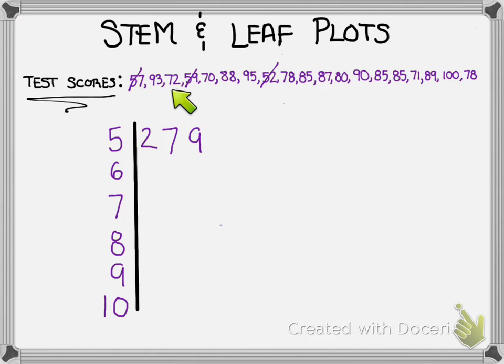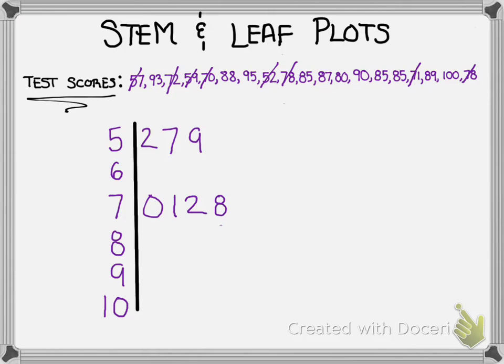On to the 70s then. I look across my data, I have a 72, a 70, a 78, and a 71, and one more 78 here at the end. Remember, I want to go in order, so the smallest one in the 70s is just plain old 70. I'm going to cross it out so I don't lose track. Looking across again, the next smallest one is 71. And then I have a 72, and then 2 78s. So since I have 2 78s, I have to write the 8 twice.